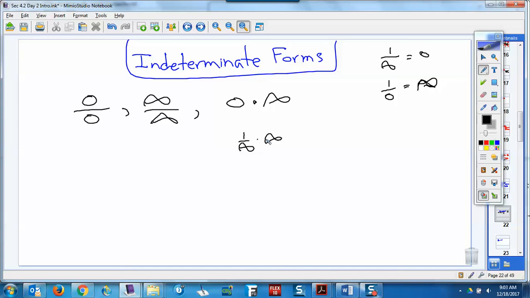Now you can do L'Hopital's rule. Or you can flip, you can change your infinity to 1 over 0. So what do you got? You got 0 over 0. Make sense? So when you have a 0 times infinity, you can turn it into a 0 over 0 or infinity over infinity kind of situation.